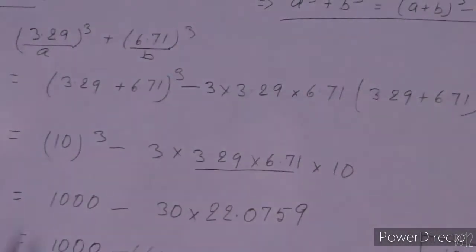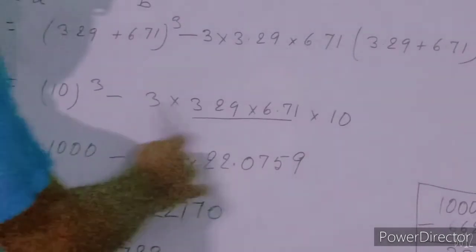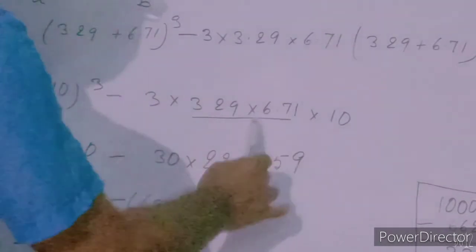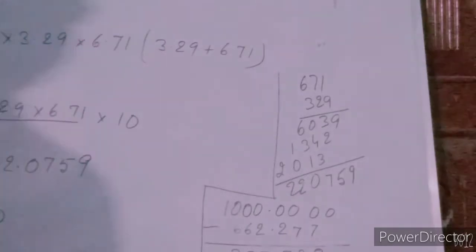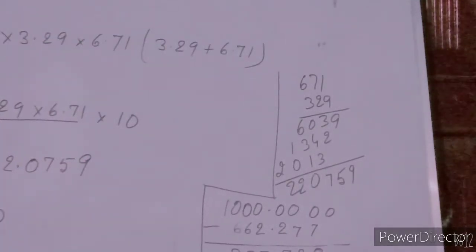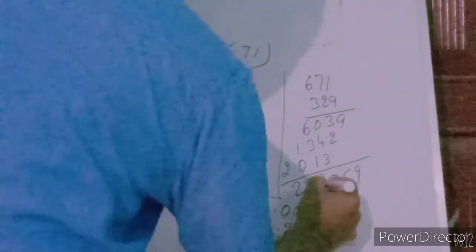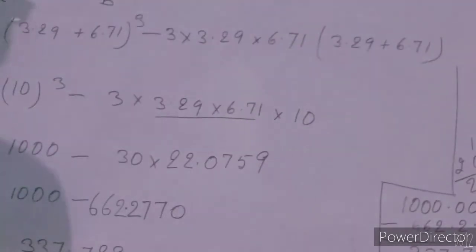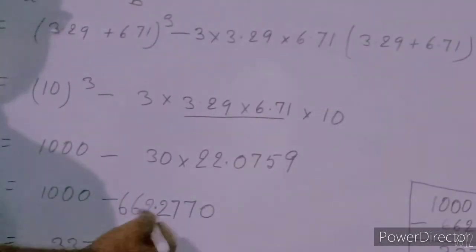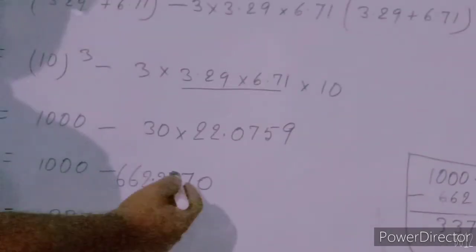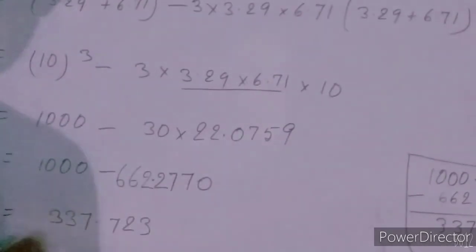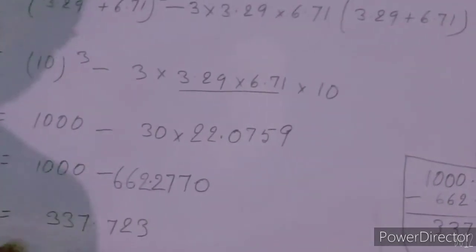Now we come to this step. 10 into 10 into 10 equals 1000, minus 3 into 10, 30, and this multiplication is 22.0759. So I multiplied this by 30 and I got 662.277. I subtracted it from 1000 and I got 337.73.